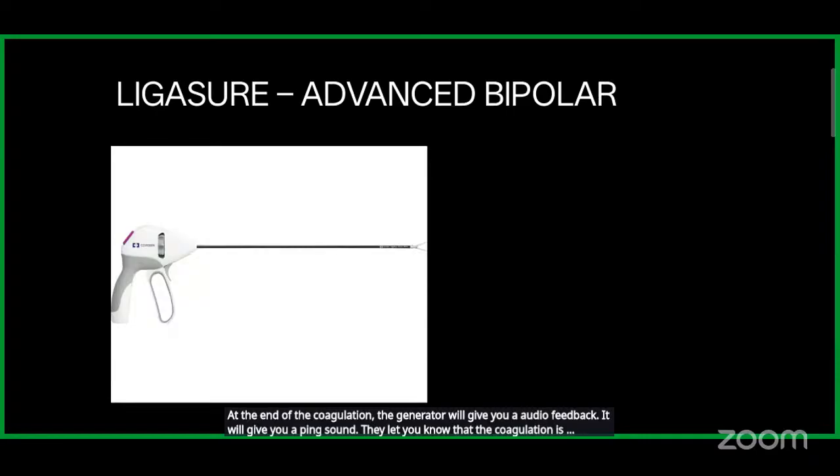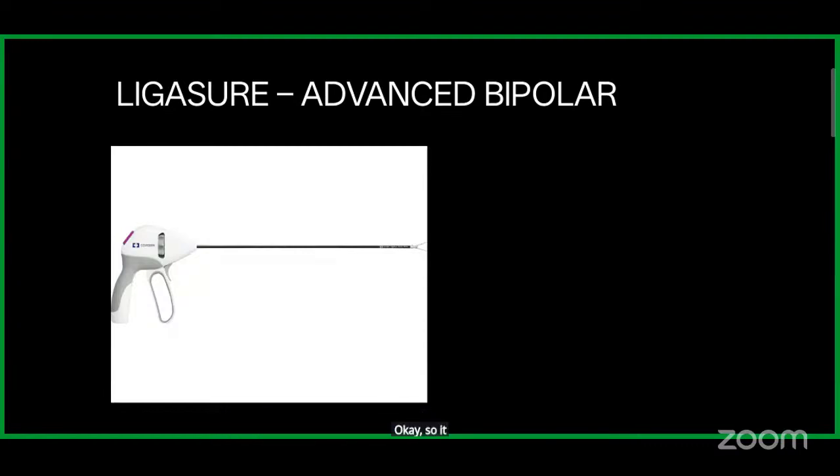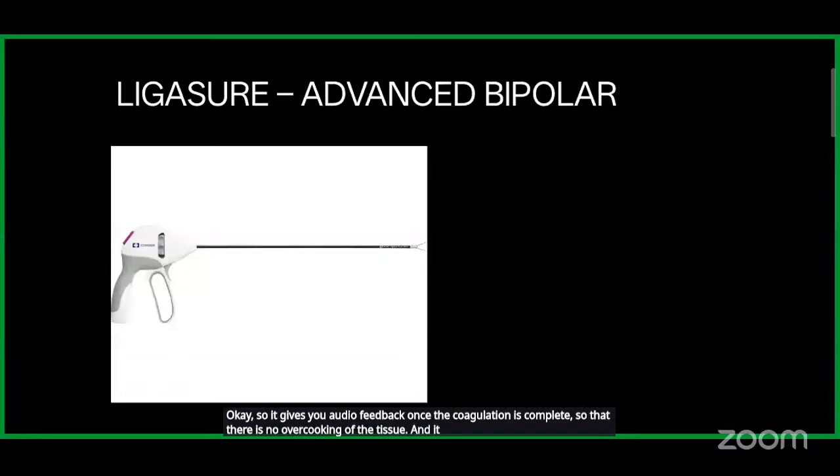And another advantage of LigaSure is that you can also choose to double coagulate a pedicle, double coagulate a long pedicle with vessel, like the uterine artery pedicle. Okay, so it gives you audio feedback once the coagulation is complete so that there is no overcooking of the tissue. And it also gives you the option to double coagulate the long pedicle.